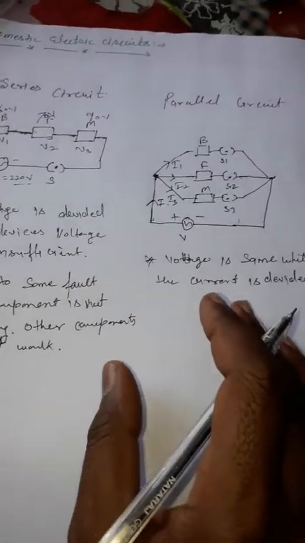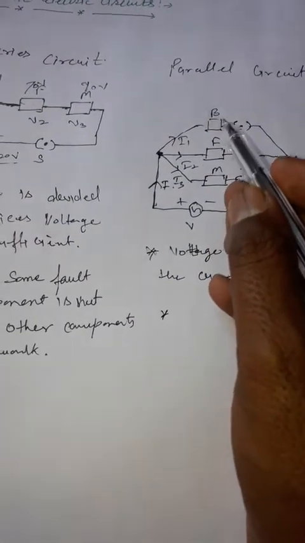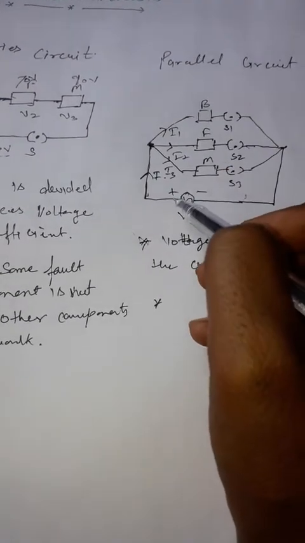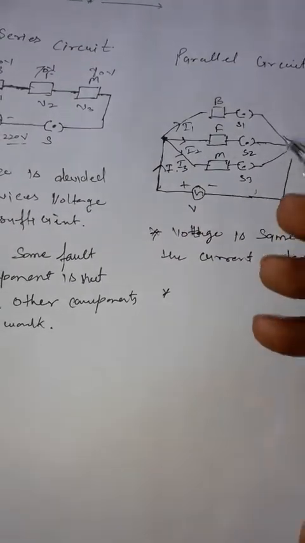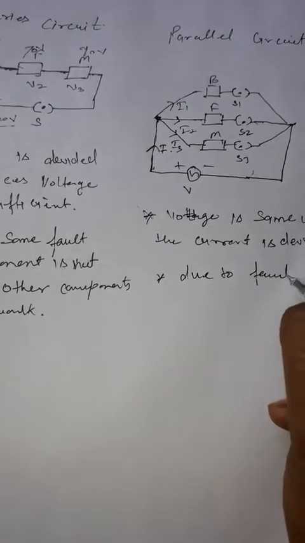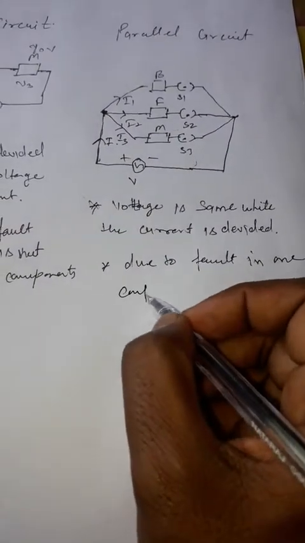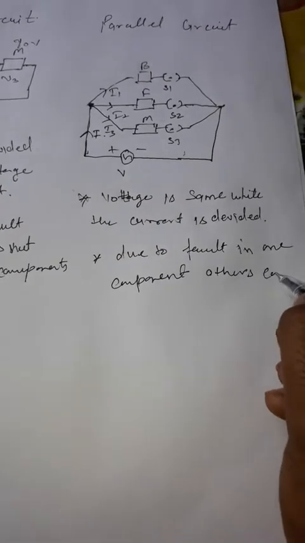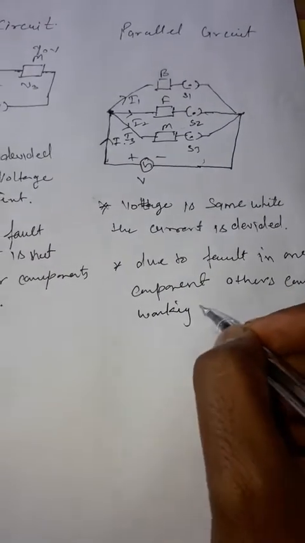In this case, if say one component is having some fault and not working, say the bulb is not working, then the circuit is complete through the fan as well as through the motors. So we can say, due to a fault in one component, other components work properly.